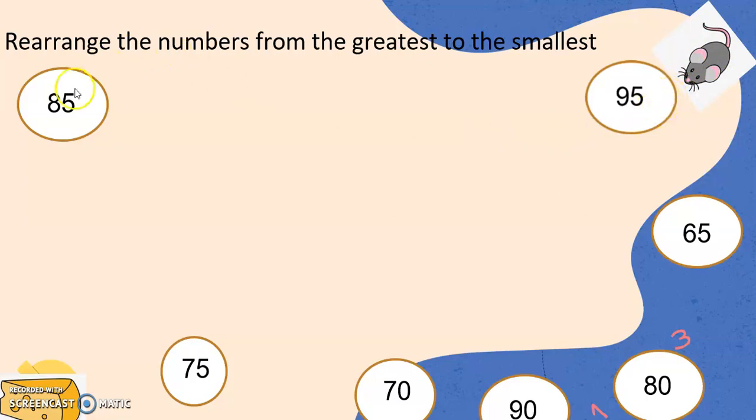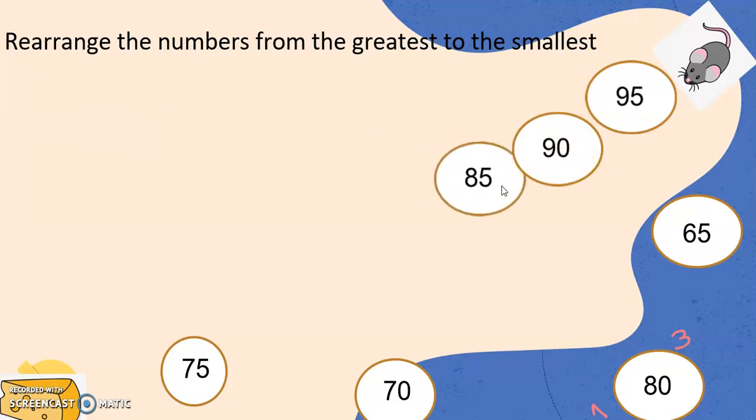Okay, now let's check again. We have 85, 75, 70, 90, 80, and 65. Which one is the greatest? Yeah, 90. So the next number is 90. It means that the difference between 95 and 90 is 95 minus 90 is 5. So the difference is minus 5. Okay. So after 90, with the difference of minus 5, what comes next?